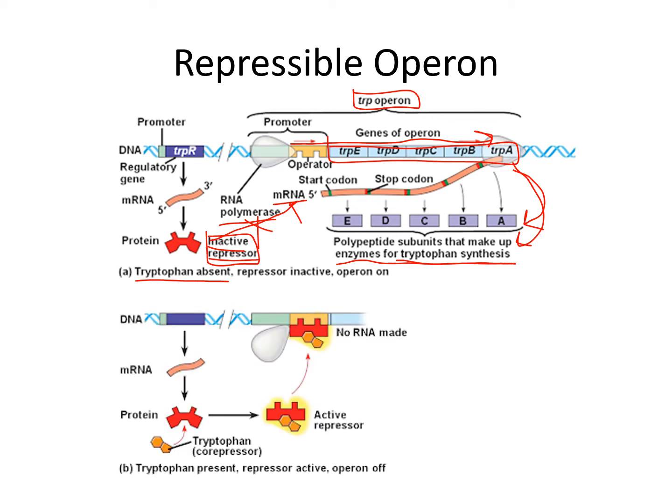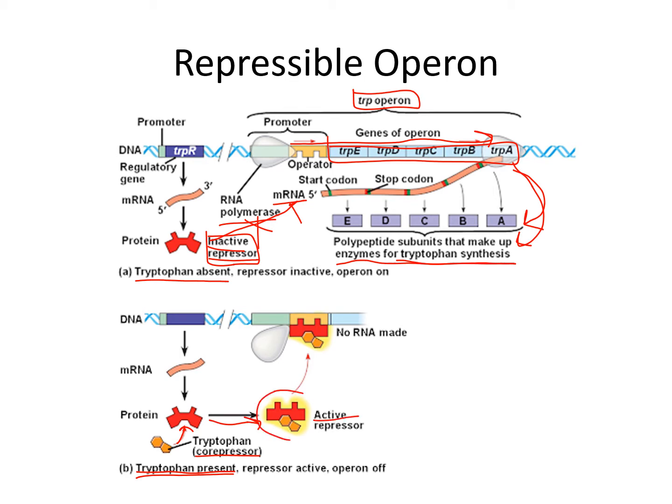If for whatever reason too much tryptophan is present, so the cell is making more tryptophan than it needs to use, then it's not efficient for the cell to keep making even more tryptophan. So what would be efficient is to shut down this gene expression. In order to do that, the tryptophan that is present is going to act as a co-repressor. So the tryptophan will bind to the repressor and convert it into the active form.